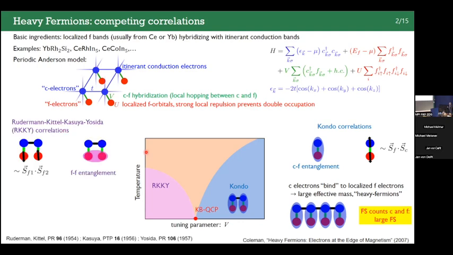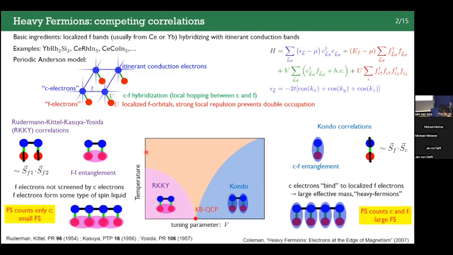On the other side, when the hybridization is weak, then what's more dominant is that RKKY interactions favor spin singlet formation between neighboring localized electrons. My shaded ellipses indicate which players tend to be entangled. So here you have ff entanglement versus cc entanglement. And so here the f electrons are not strongly screened by the c electrons. They form some type of spin liquid. I will not speculate about what type. But here the Fermi surface is made up mainly from the c electrons, and so you get a small Fermi surface. All right, so that's the generic picture that's been established long ago.